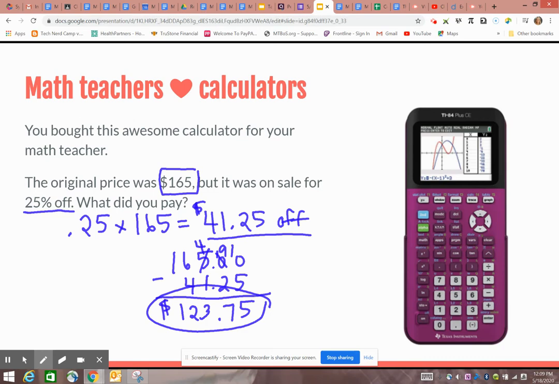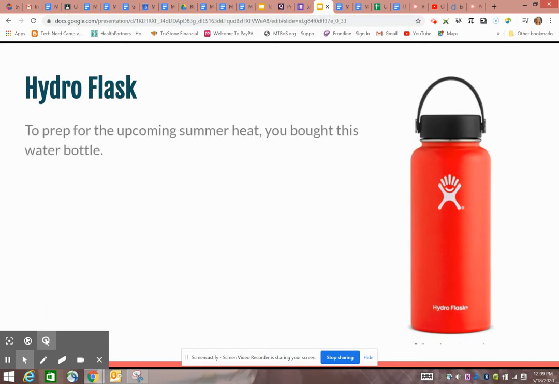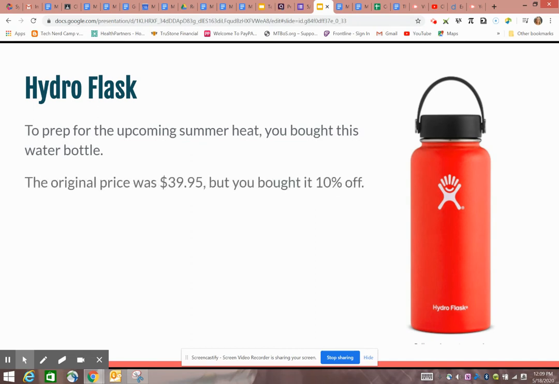So far, so good. We've got one more question we're going to do. Okay, so here's our third and final question, and we're going to actually do a couple of parts to this one. Here's our Hydro Flask. It says, to prep for the upcoming summer heat, you bought this water bottle. The original price was $39.95, but you bought it at 10% off.